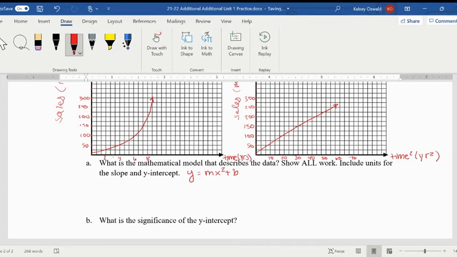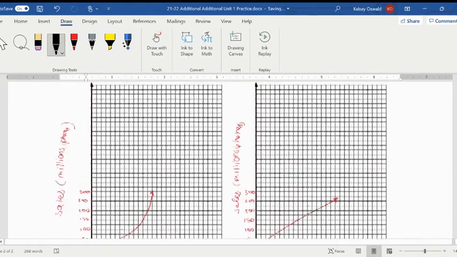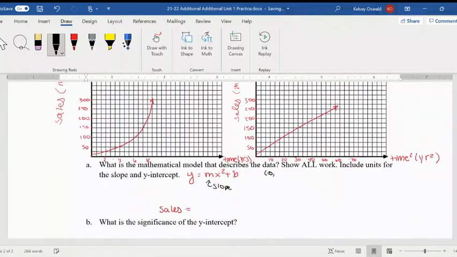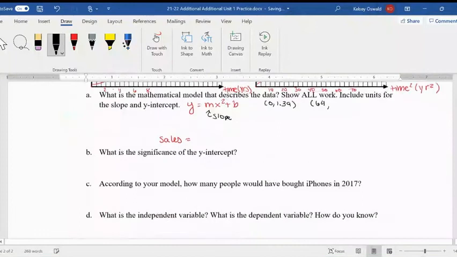But we like to be more specific when we are writing our equation. So instead of saying y, we're going to say our sales, and that's equal to m, which is our slope. And remember, our slope is a number with units. So to find our slope, we'll pick 2 points and make sure you're using your linearized value since that is the graph with the straight line. So do 0 and then 1.39, and then we'll do 64 and 231.79.